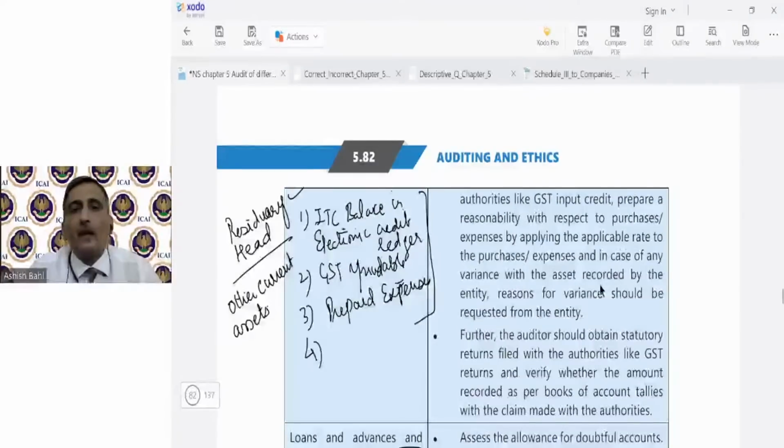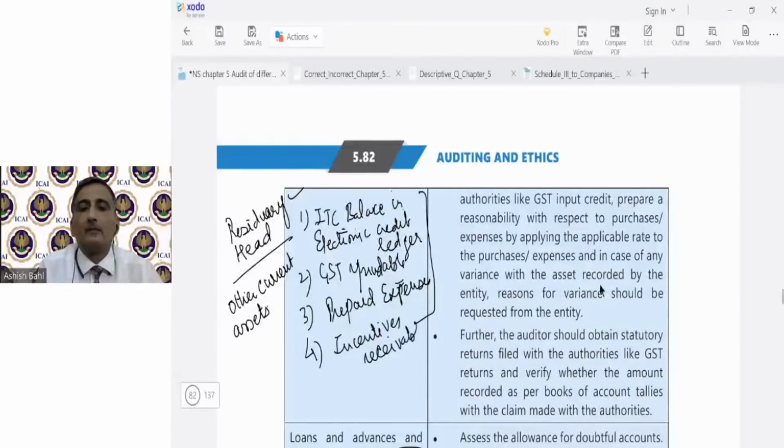And another example could be incentives receivable from the government. These belong to this year. These are receivable, but have not been received. Because these are expected to be realized within a period of 12 months, they are classified as other current assets.